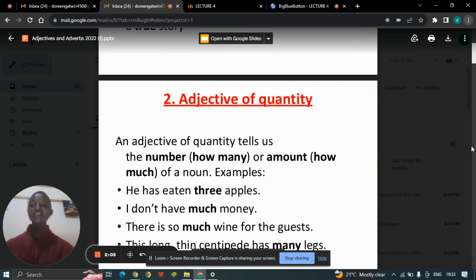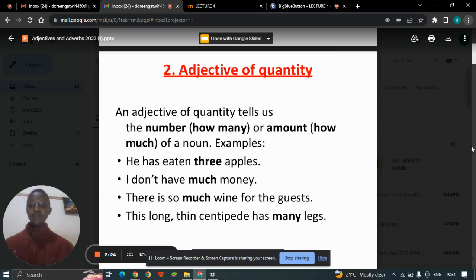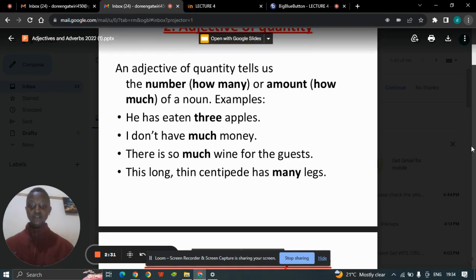We have adjectives of quantity. An adjective of quantity tells us the number, how many, or the amount, that is, how much of a noun. For example, in a sentence, he has eaten three apples, so the quantity is three. How much? I don't have much money. There is so much wine for the guests, so you have much.